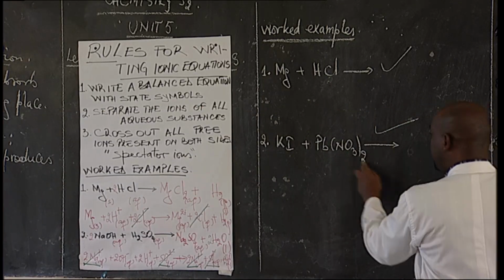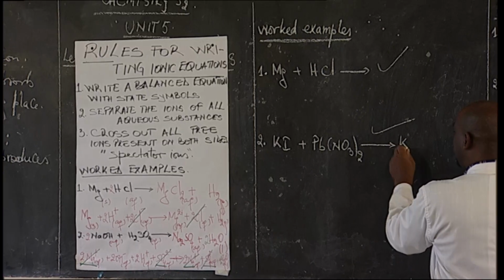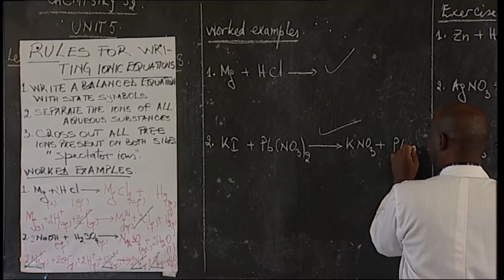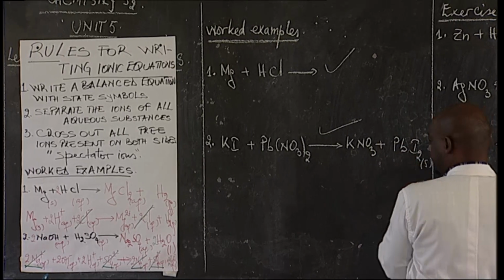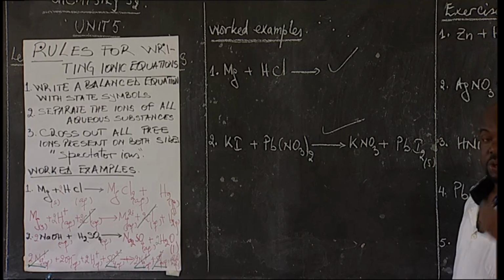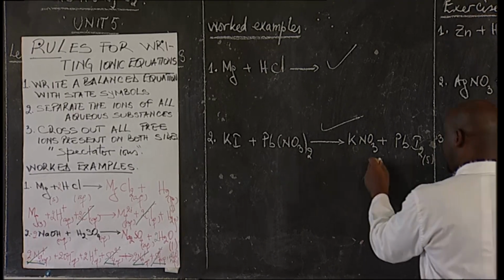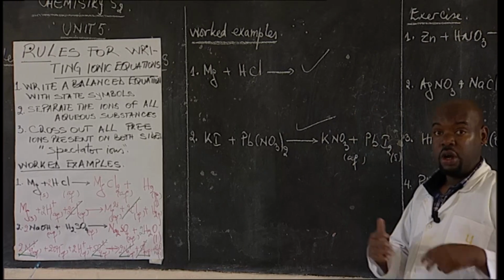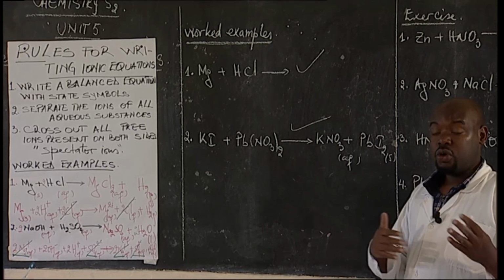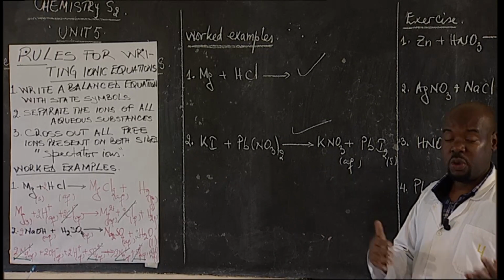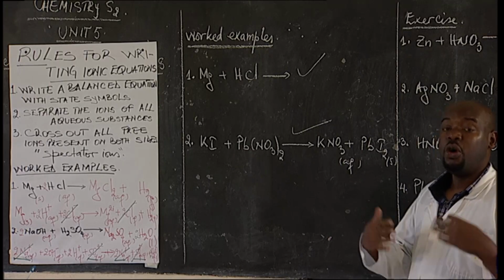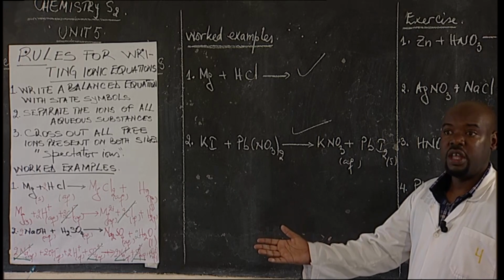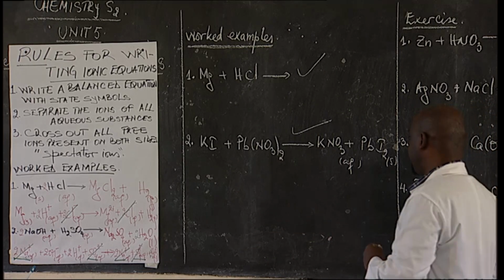Potassium iodide reacting with lead nitrate, we produce potassium nitrate plus lead iodide. Lead iodide is present in the solid state because it is an insoluble salt. Potassium nitrate is present in aqueous state because it is a soluble salt. So you should revise the rules of solubility, which substances are soluble and which ones are insoluble in water, to know which substances will be in aqueous state so that you can know which will separate the ions and which ones will be crossed out.